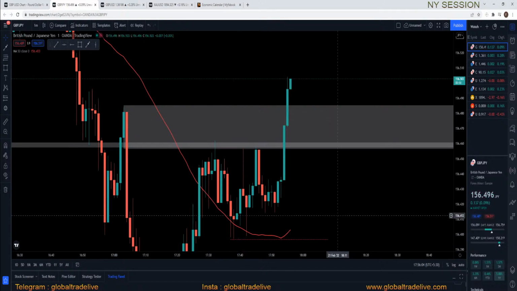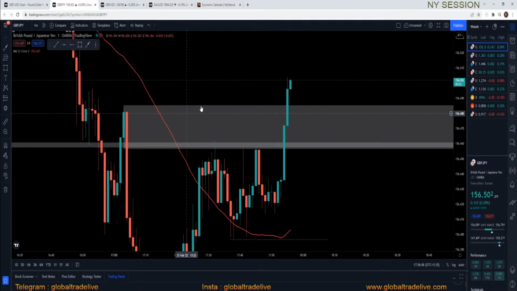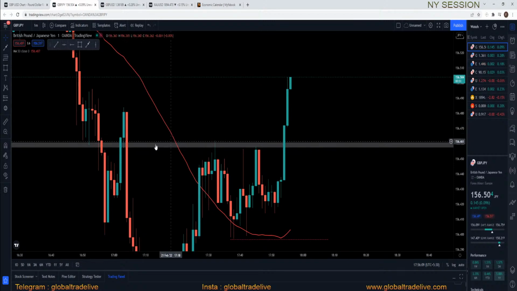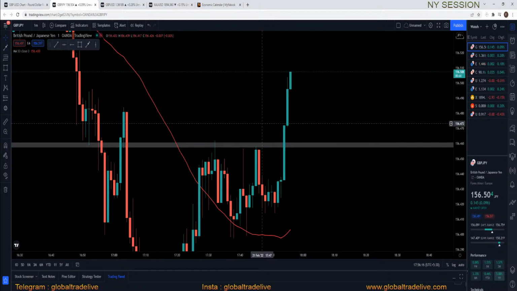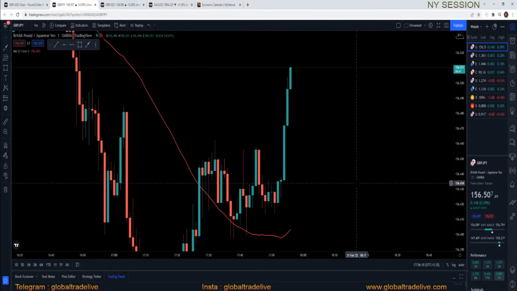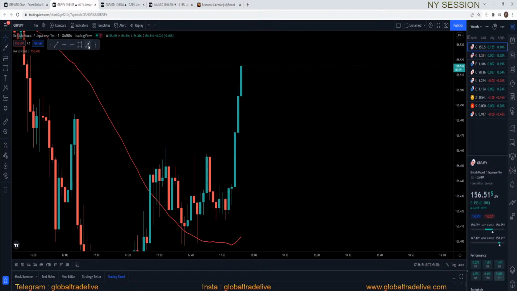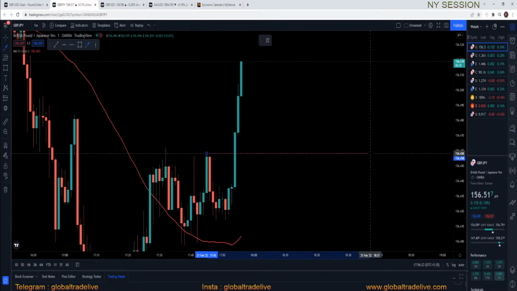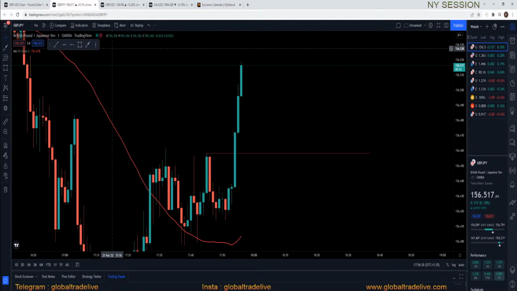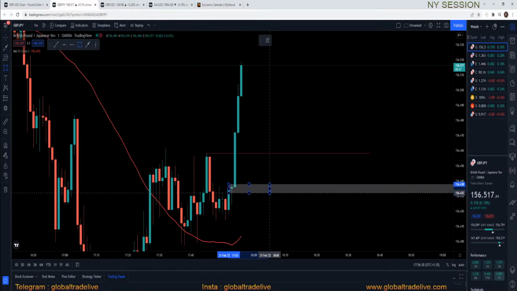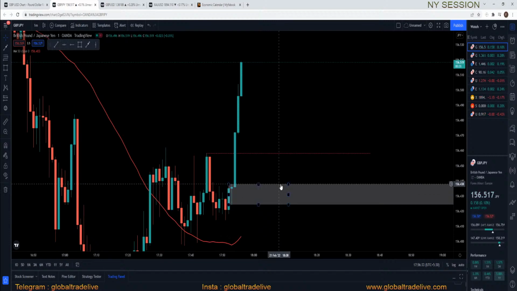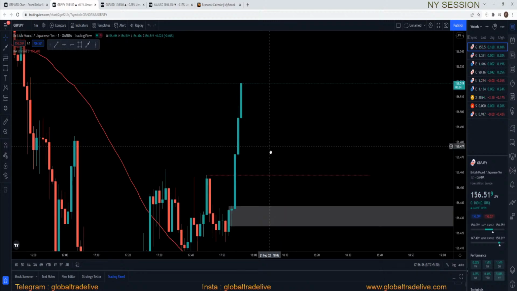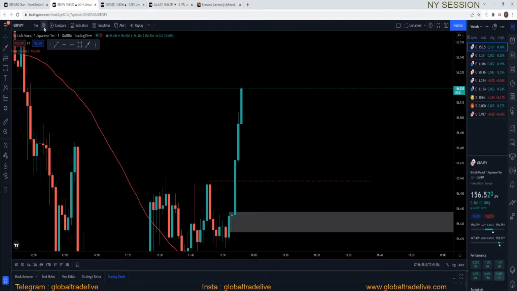Oh, this candle just closed above, so this POI becomes invalid, and this also becomes invalid. Now this also becomes invalid. If we look at the highs over here, there is a high created at this point. That means this becomes our new POI over here. So now I'm gonna look for buys over here.